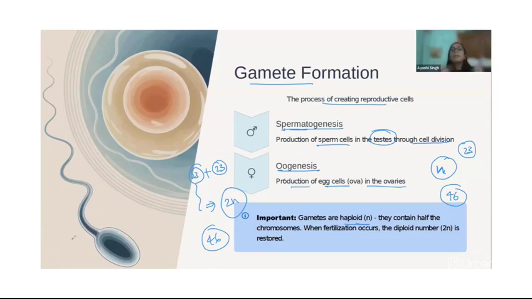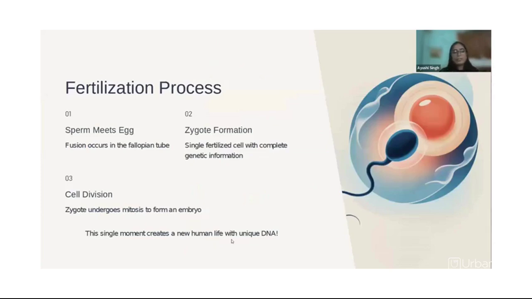Okay, so there won't be any duplication of the chromosome. More chromosomes won't be there in the offspring that can disrupt the whole species.